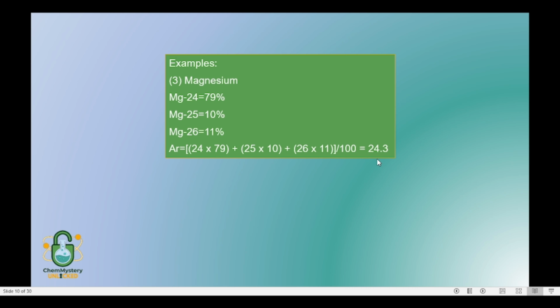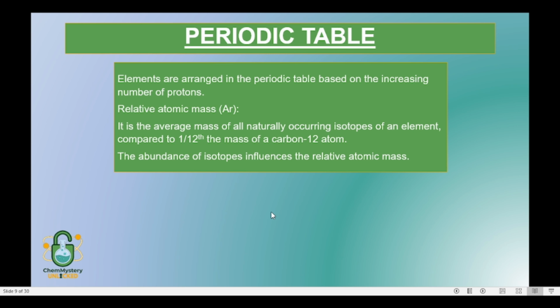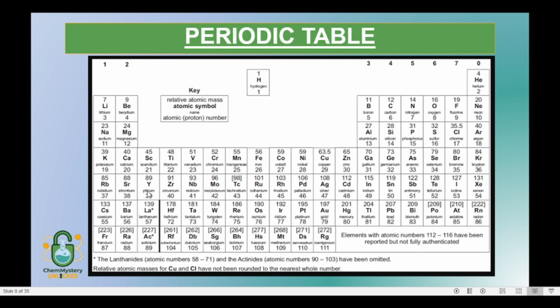Then the answer comes out to be 24.3. Now let's move on to the arrangement. Left to right is the period and it tells us the number of occupied shells. As you can see on your screen, this is called period.